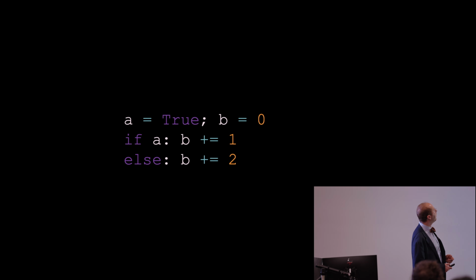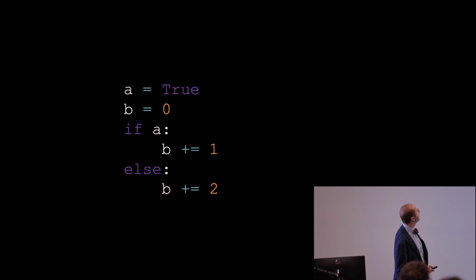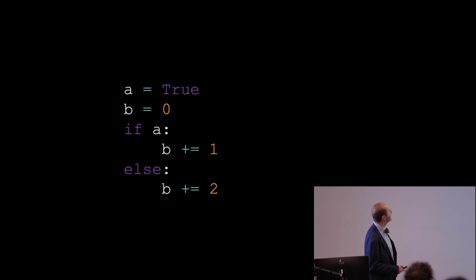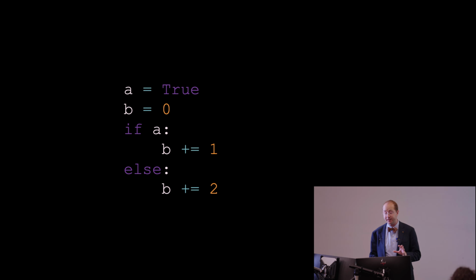So let's take a look at that one more time. Now we have A is true up on its own line, B equals 0 up on its own line, and everything is nicely spaced.